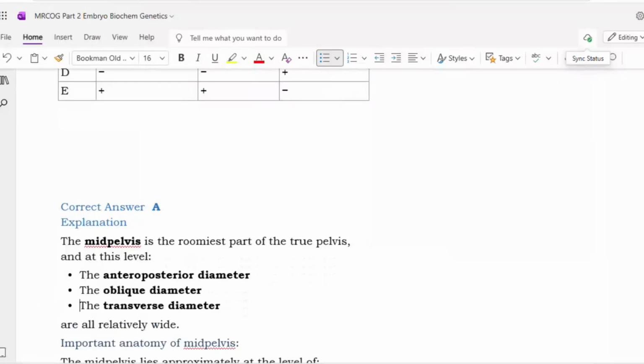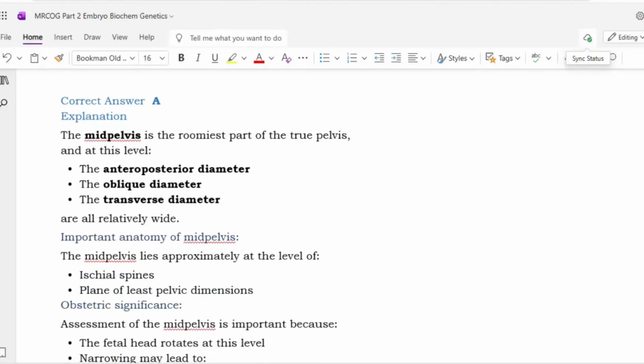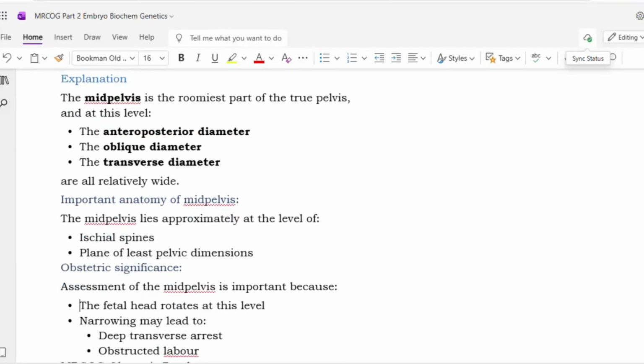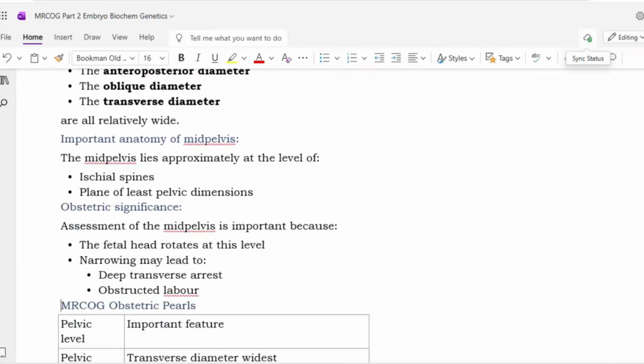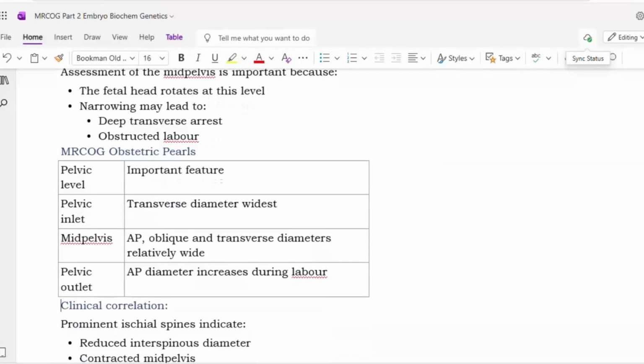So the mid pelvis is the roomiest part of the true pelvis, and at this level the anteroposterior, oblique and transverse diameters are all relatively wide. The mid pelvis lies approximately at the level of the ischial spine, the plane of least pelvic dimensions. Obstetric importance: assessment of the mid pelvis is important because the fetal head rotates at this level. Narrowing may lead to deep transverse arrest and obstructed labor.